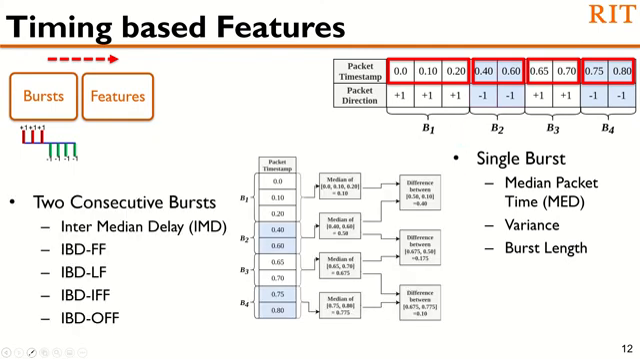The rest of the 5 features are from 2 consecutive bursts. To illustrate an example, the IMD features, let's take the previous example of 4 bursts again. From these timing burst sequences, we extract the median, and in the next phase, we take the difference of the median time between the current burst and the next burst. For the rest of the features, please refer to our paper for the description.